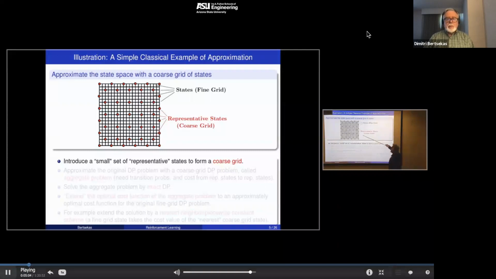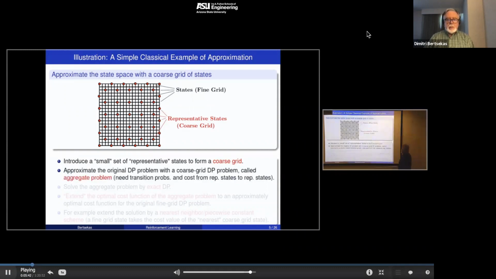So here, the states in this figure are the cross points on this grid, the black cross points. Okay, and they are represented by this fine grid. The representative states are the red ones. Okay, it's a smaller subset, and so the red grid is a coarse grid that lies in between the fine grid, and we introduce these states and we call them representative. Okay.